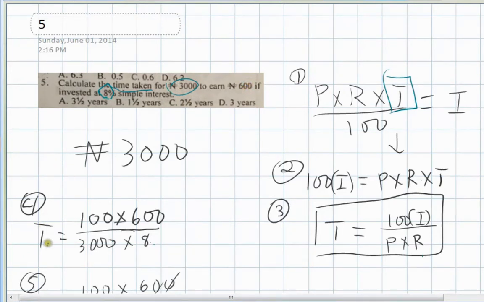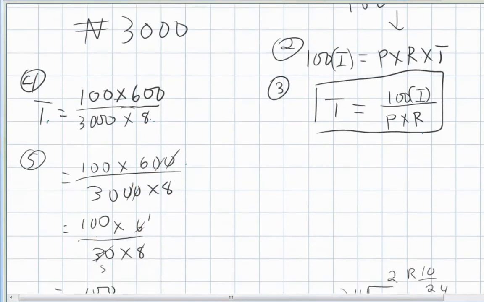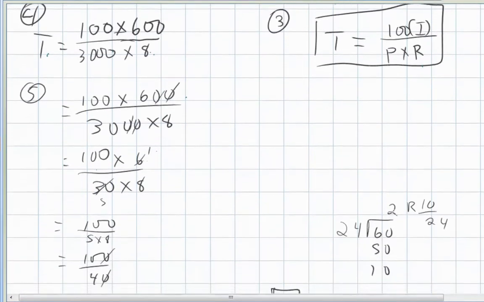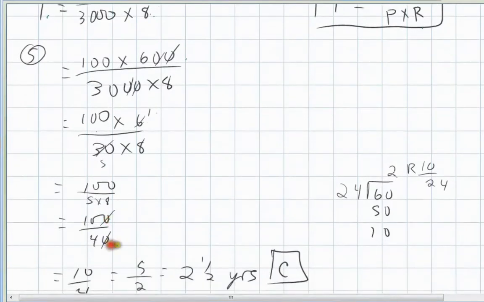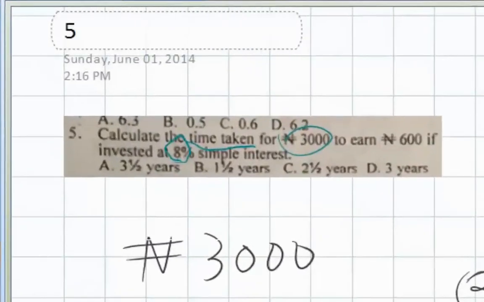The time taken will be what you get when you work all of this out. So all you have to do is cancel these zeros so that you're left with 100 times 6 over 30 times 8. And you can simplify the 30 and the 6. So the 6 reduces to 1 and 30 to 5. So now you just have 100 over 5 times 8, which is 100 over 40. Again, you cancel zeros, and you're left with 10 over 4, which is the same as 5 halves, which is the same as saying 2.5 years, which is your option C.